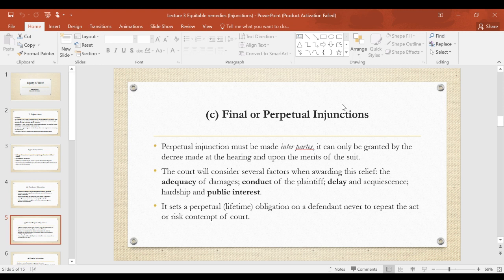Of course, it goes without saying that failure to honor this order will cause contempt of court, and the court may intervene to force you to stop acting in a specific way as so ordered.